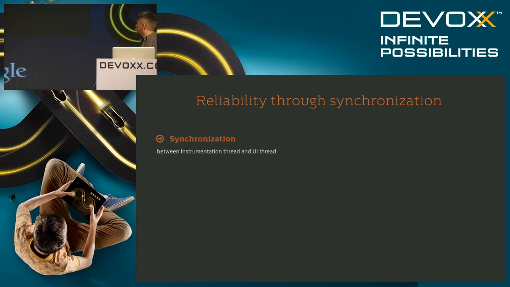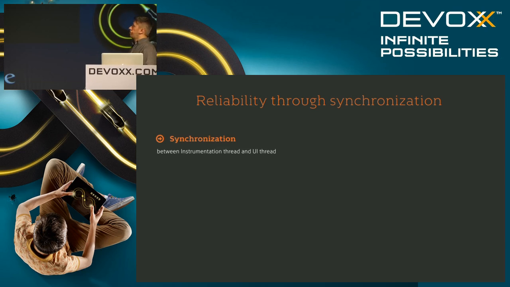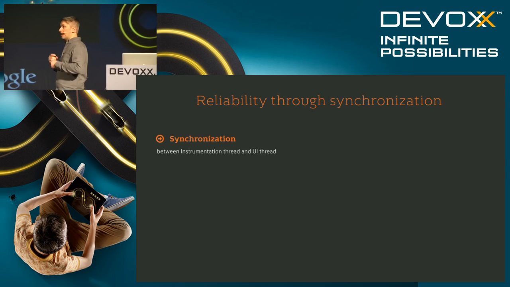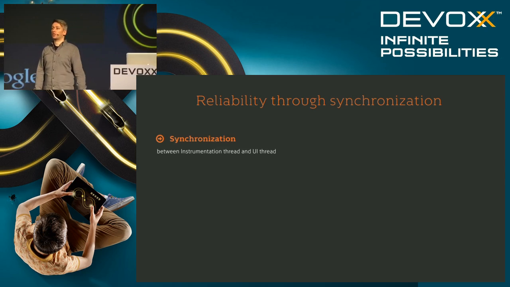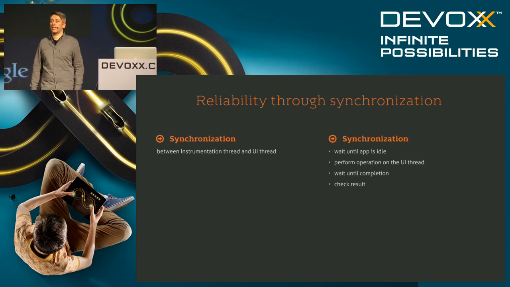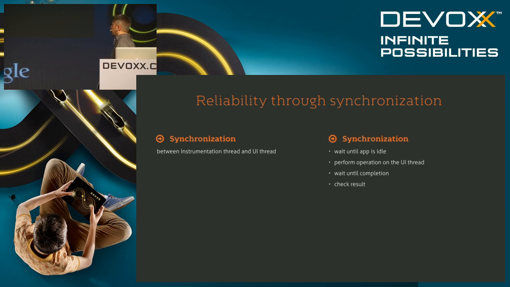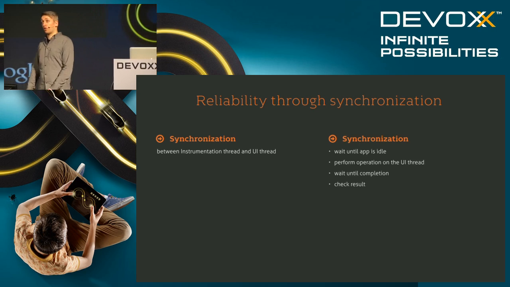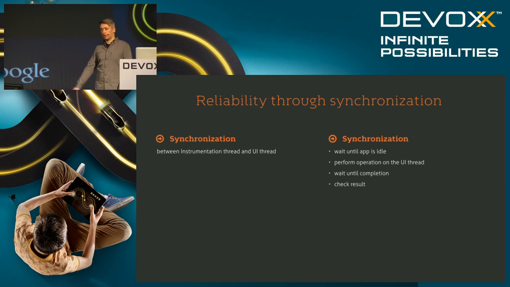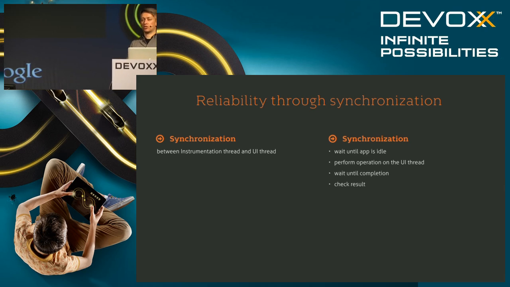And then a quick detour. Espresso claims that they have better reliability for your tests because they do synchronization. Not only claims, that's how it works. Basically, what you get from Espresso is synchronization between your instrumentation tests running and the UI thread of the app under test. So what is going on behind the scenes when you use Espresso is that Espresso will make sure that it waits until the app is idle, and only then will it perform its actions on the UI thread.